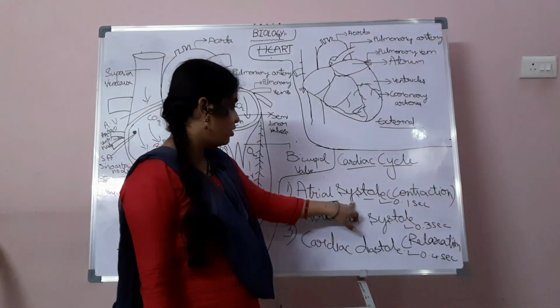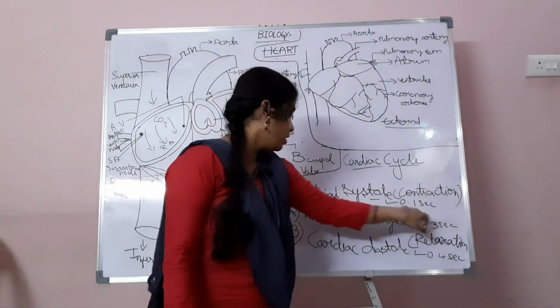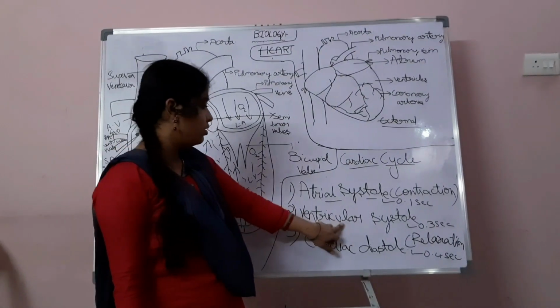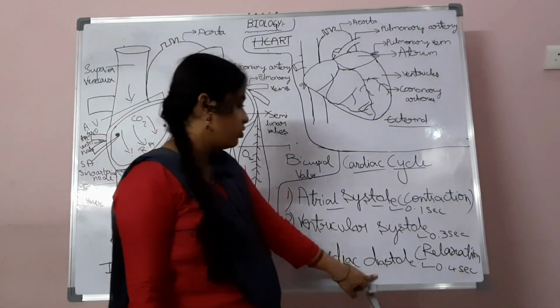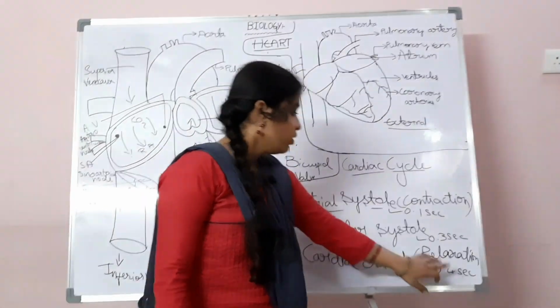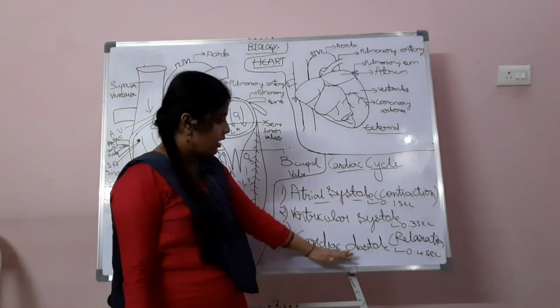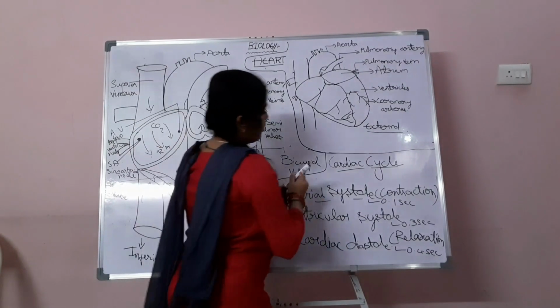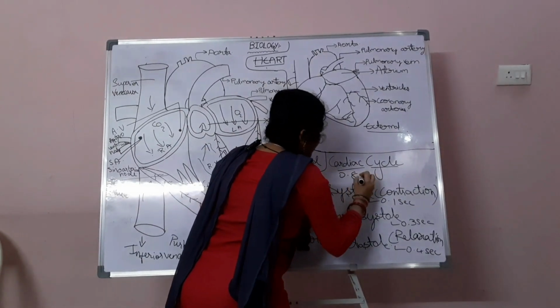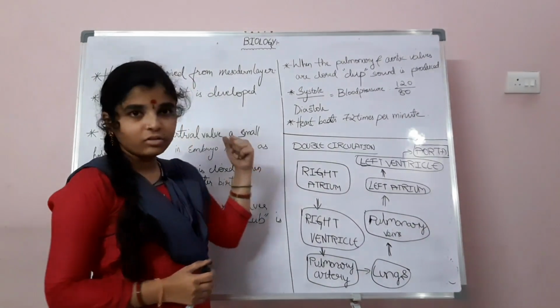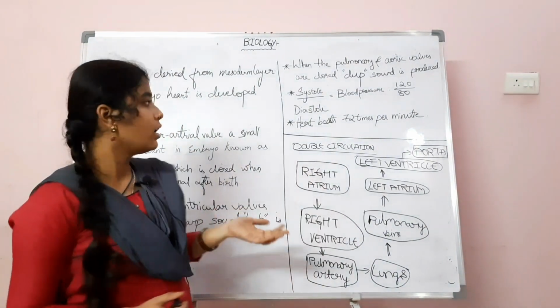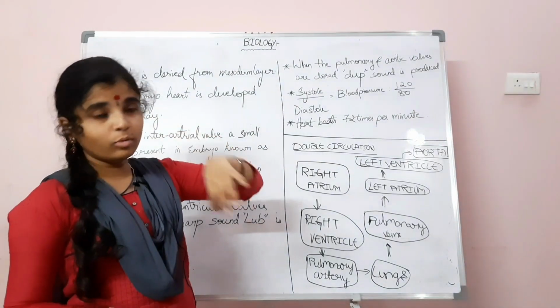The time period of atrial systole is 0.1 second, the time period of ventricular systole is 0.3 seconds, and for cardiac diastole it is 0.4 seconds. So the overall cardiac cycle takes 0.8 seconds. We discussed the external structure, internal structure and structural layers of the heart and the cardiac cycle of the heart.